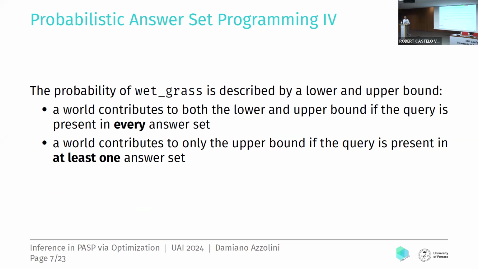And a world contributes to both the lower and the upper probability of a query if the query is present in every answer set, every solution of the world. Otherwise, a world contributes only to the upper bound if the query is present in at least 1 answer set.